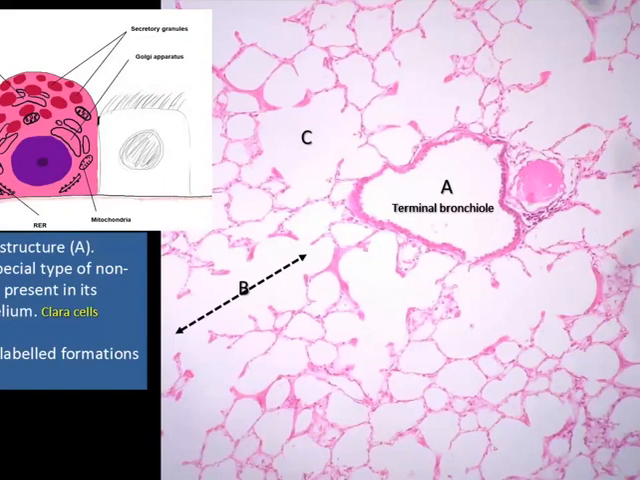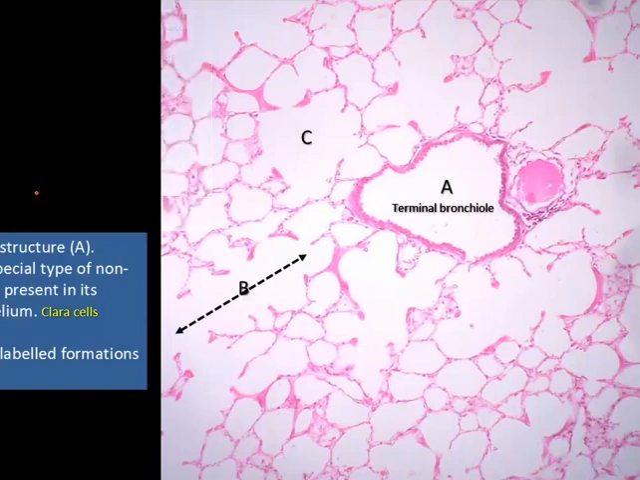Many functions are attributed to them. They produce one of the components of the surfactant, they act as stem cells, and they contain enzymes which detoxify noxious substances. Therefore, we expect that these cells increase in response to increased levels of pollutants like cigarette smoke.